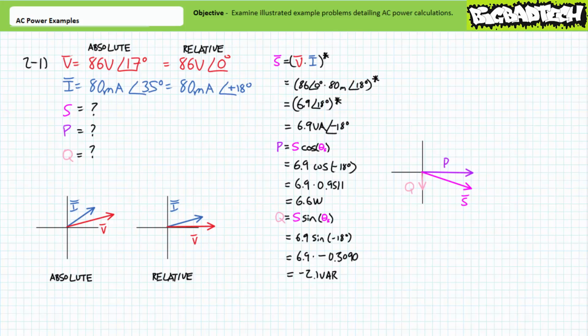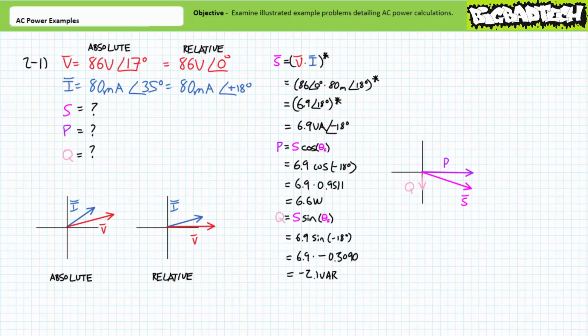Don't make relative phase shift a big deal. Just look at the phasor diagram. When expressed using voltage as the reference, the voltage phasor equivalent is 86 volts at an angle of 0 degrees, and the current phasor equivalent is 80 milliamperes at an angle of positive 18 degrees. This is the format we require for apparent power calculations, and anything else simply will not work.